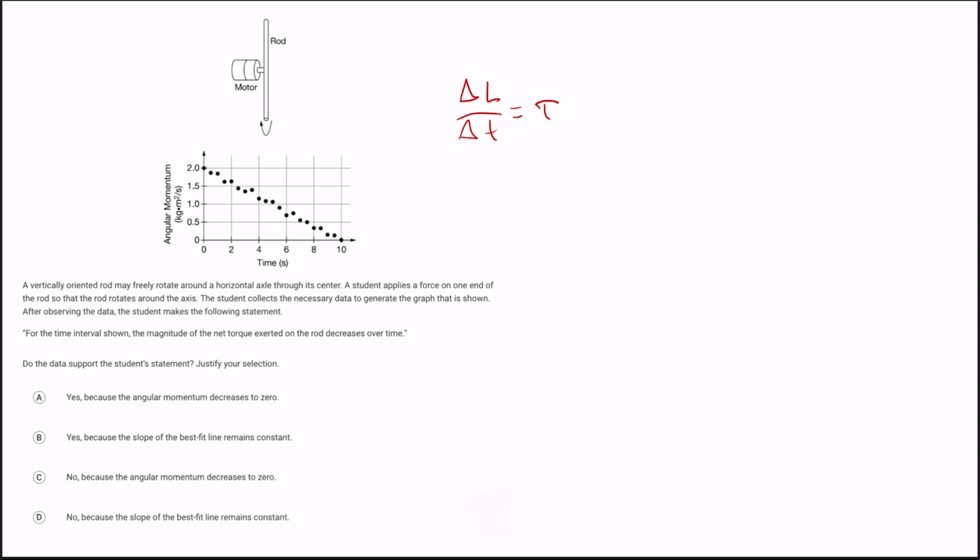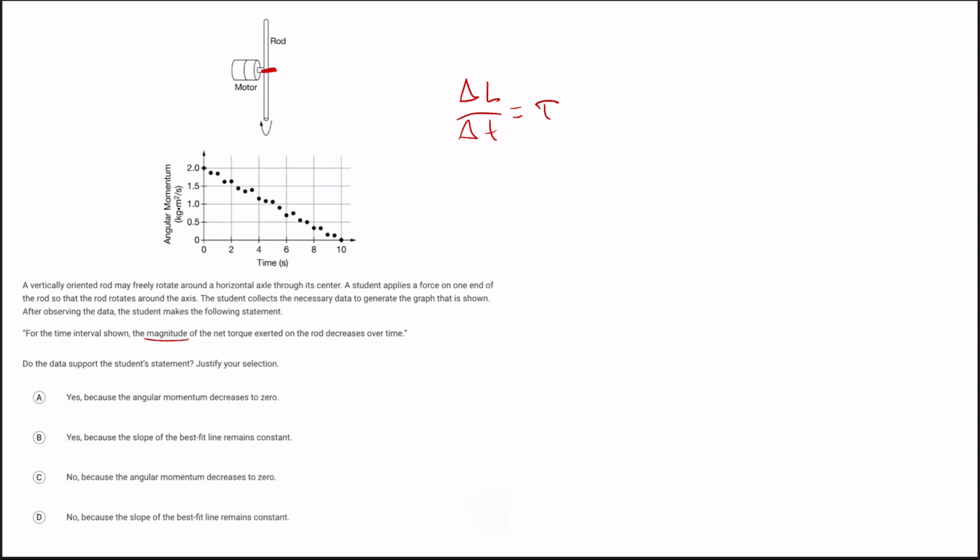All right, so it says a vertically oriented rod may freely rotate around a horizontal axis through its center. Okay, so I guess this is the axis. A student applies a force on one end of the rod so that the rod rotates around the axis. The student collects the necessary data to generate the graph that is shown. After observing the data, the student makes the following statement. For the time interval shown, the magnitude, it's an important word there for this problem, of the net torque exerted on the rod decreases over time.